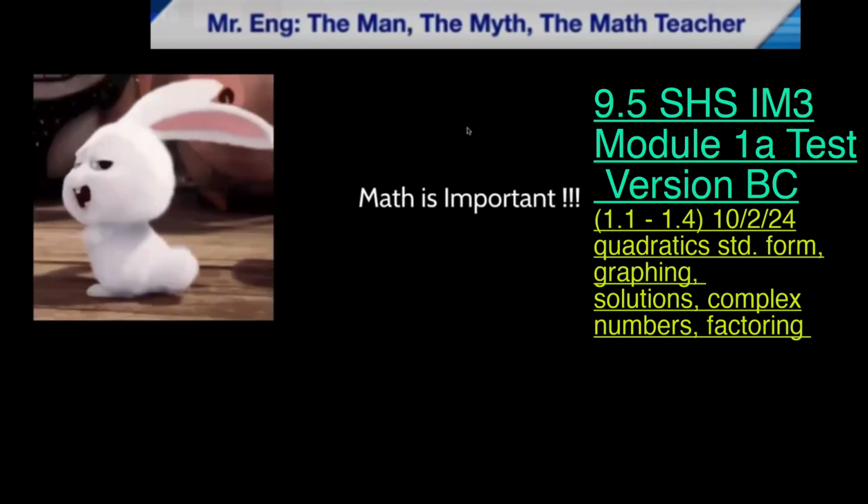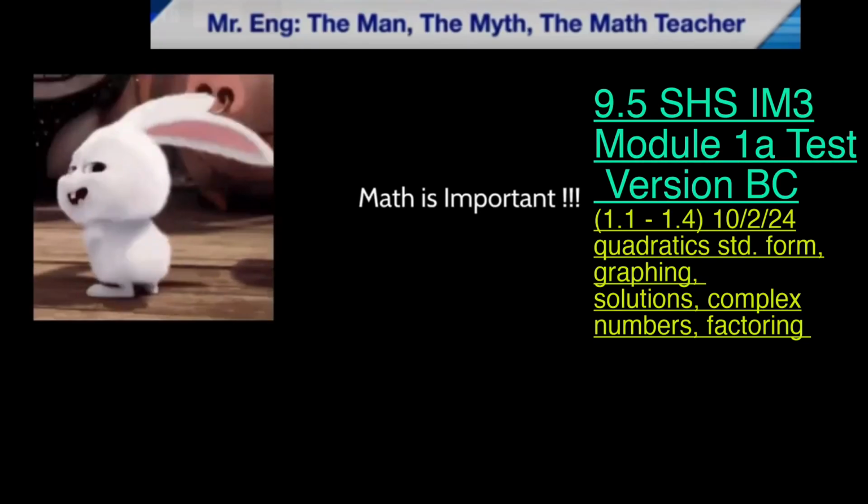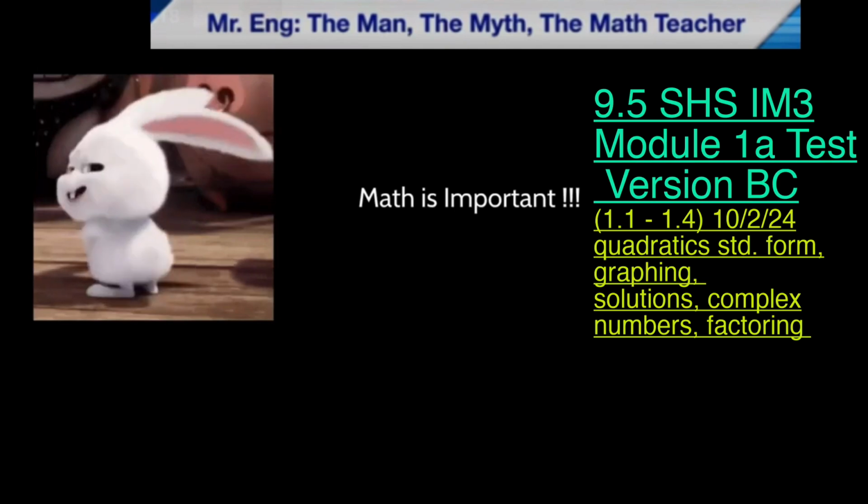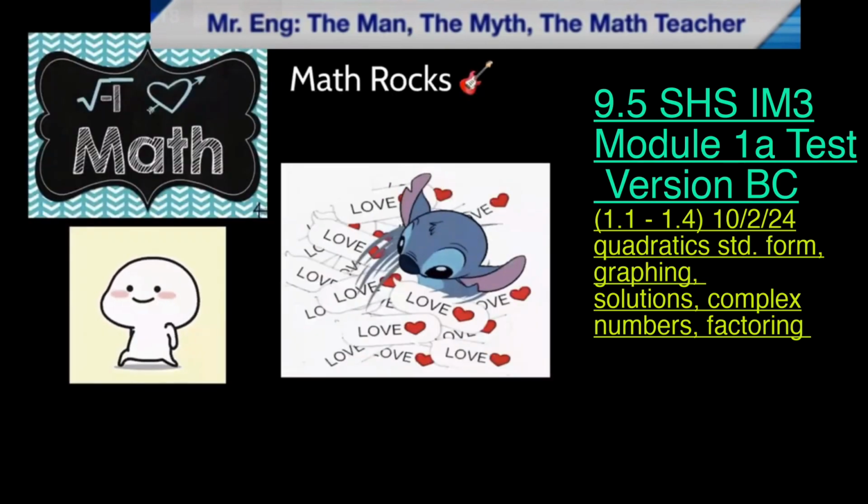Math is important. You use it in your everyday life, for example, calculating what time you'll be at a destination. It is very important that you continue learning math. Math rocks. I love math.